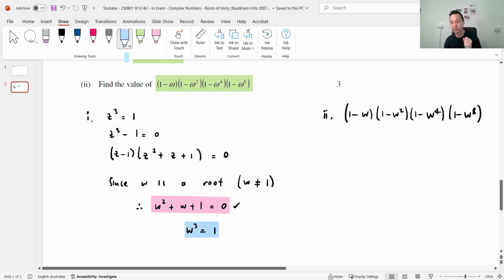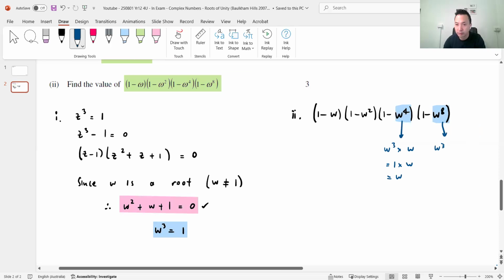Now, I say to my students, whenever they give you an expression and then it's cube roots of unity, anytime you see anything that's bigger than a power of 3, break it down, right? Break it down by going, that's the same as w cubed times w. And I know that w cubed is 1, right? Using the blue fact, that's 1 times w, which equals w. This one equals w cubed times w squared, and w cubed, applying the blue fact, is 1 times w squared, right? So break it down to w squared.